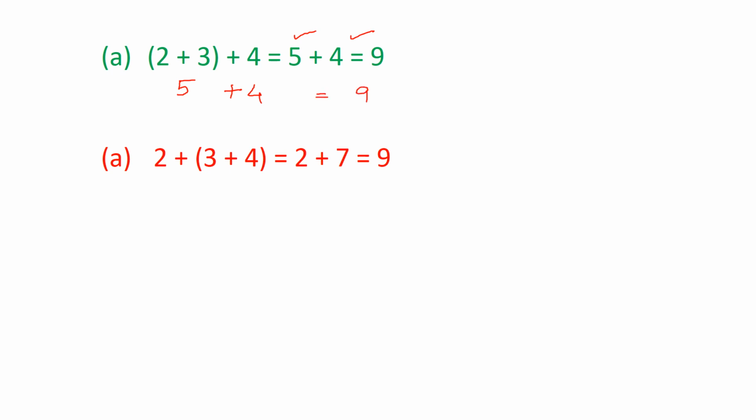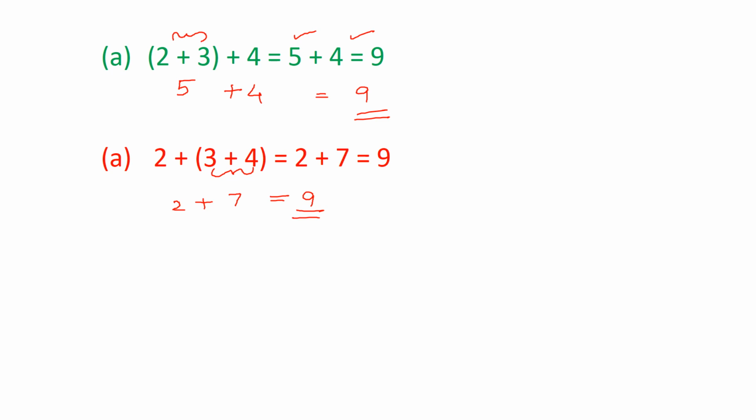Now 3 and 4 were sitting together. 2 came first. So 3 and 4 is in the bracket. We'll be doing 3 and 4 first. 3 plus 4, 7. So 2 plus 7 equal to 9. Both the ways we are getting the same answer. Can you see? This is what we call associativity of addition. That is, whichever way you associate, if 2 and 3 associate together first or 3 and 4 associate together first, whoever joins first, that doesn't matter. Whomever you add first, the answer you get will be the same.